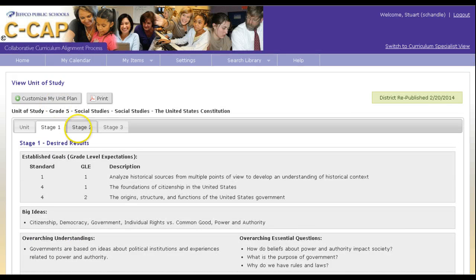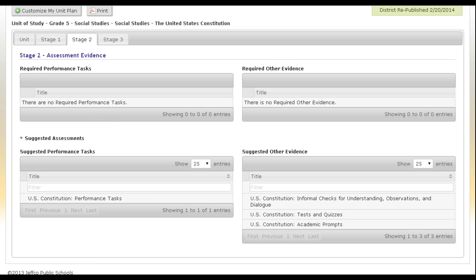I'm going to shift now to stage 2, which is where we might consider the assessments that we have for a unit of study.